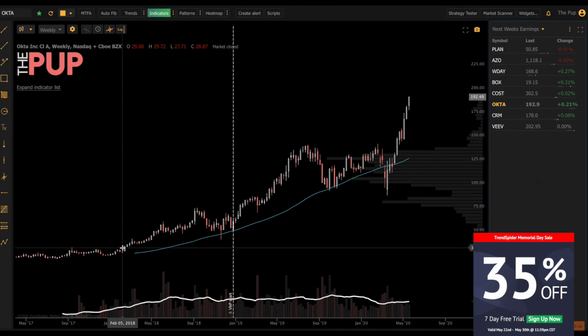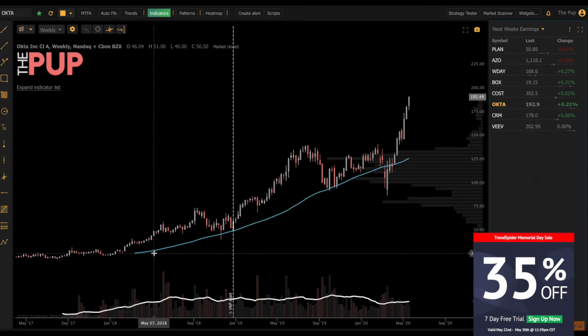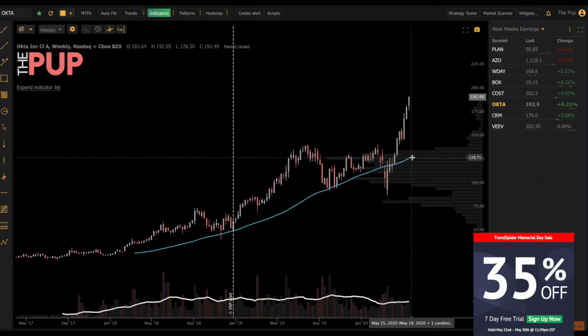I didn't have too much fundamental knowledge on OKTA, but sure enough, we've had this phenomenal run riding this 50 simple moving average up. I've learned more and more about OKTA over the last couple of years, and I believe their service handles login security for people logging in online. So they handle all the back end. Apparently, it's a really easy plug and play system that can plug into most corporate systems for user security and securing their back end cloud databases in terms of access.